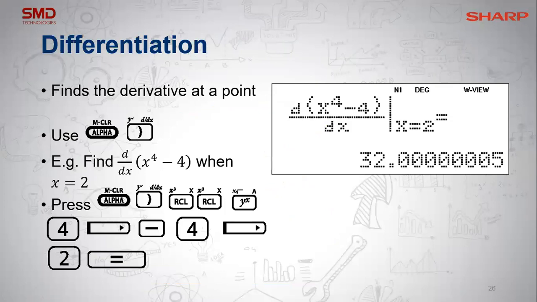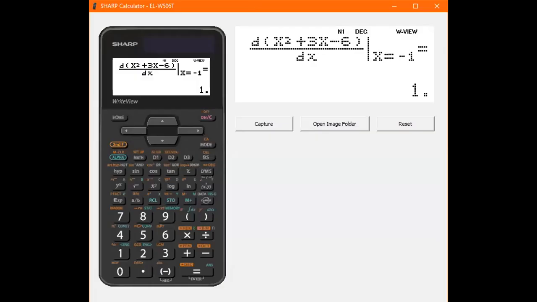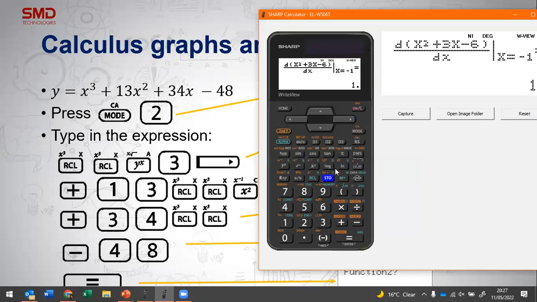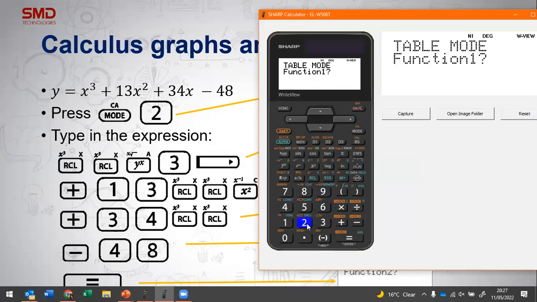It's nice to have just from a checking point of view. And then what we can also do is do calculus where we look at the table with the graphs. So I want to just share both of these so you can see my equation. What we're going to do is again go to table mode. And so we'll press mode and 2, and we'll type in this equation, this x cubed, plus 13x squared plus 34x minus 48. So we would have x cubed.